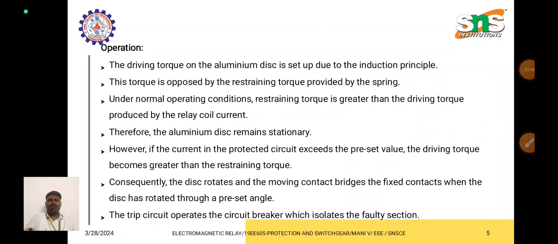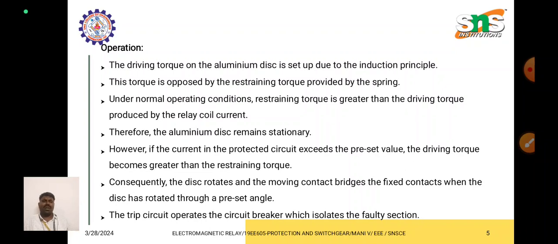The driving torque of the aluminum disc is due to the induction principle. This torque is opposed by the restraining torque produced by the spring, which is connected at the pivoted jewel bearing. The spring acts against the operating torque. Only if the operating torque is greater than the restraining torque will the relay operate; otherwise, the relay will not operate. Under normal operating conditions, the restraining torque is greater than the driving torque produced by the relay coil current, so the relay will not operate. Therefore, the aluminum disc remains stationary.